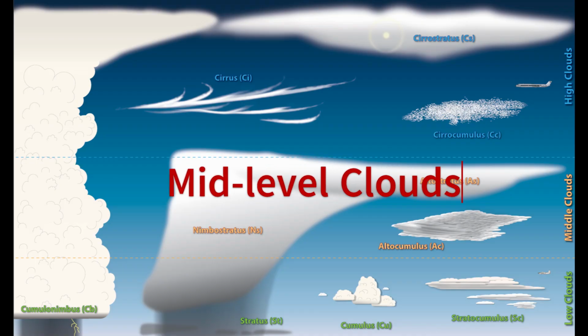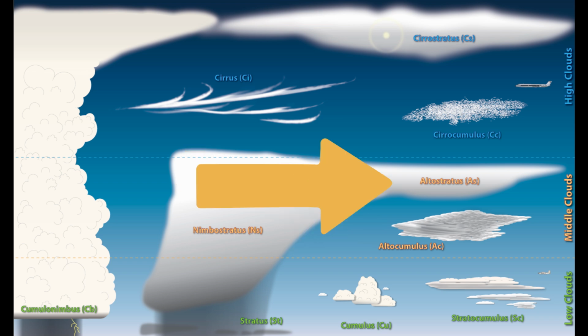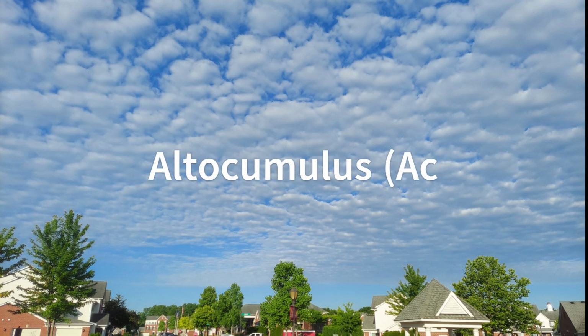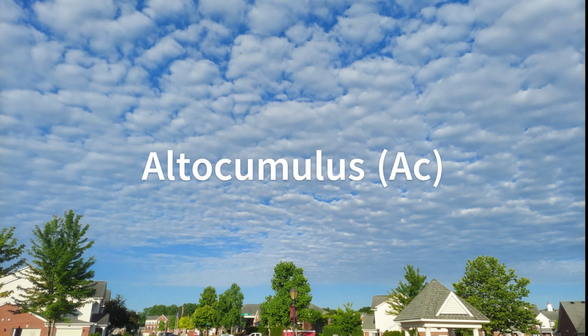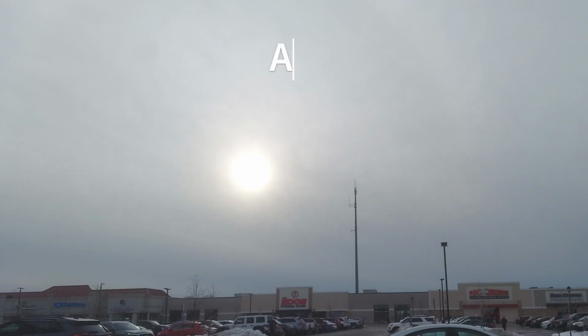Moving a bit lower in the sky, we find the mid level clouds: altocumulus, altostratus, and nimbostratus. Altocumulus clouds are mid level clouds that often appear as white or gray patches arranged in sheets or in a wave pattern. These clouds are primarily made of water droplets.